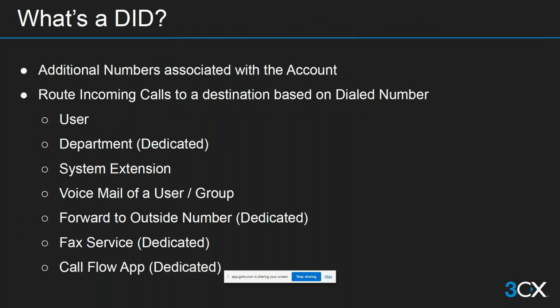Additional numbers can be associated with every SIP trunk to route incoming calls to a destination based on the dialed number, for example, a user or a department. That's for the dedicated licenses, to system extensions, voicemail of a user group. Forwarding to an outside number is also only available in dedicated licenses, as is fax service, and to call flow apps, which is also only available in dedicated licenses.